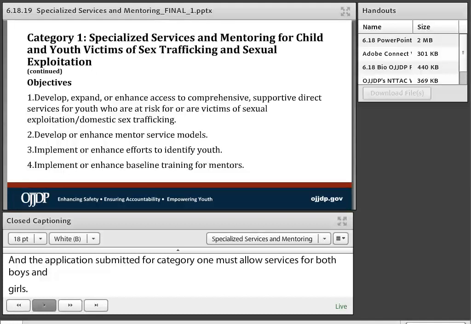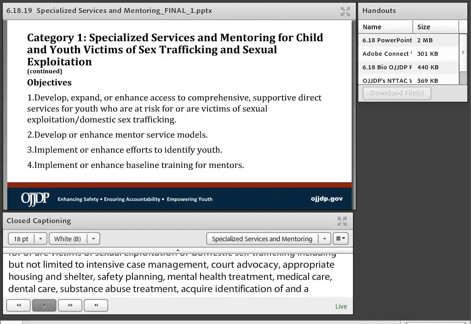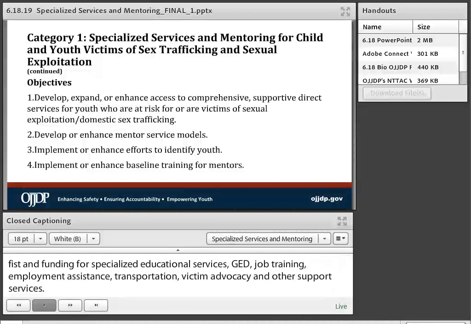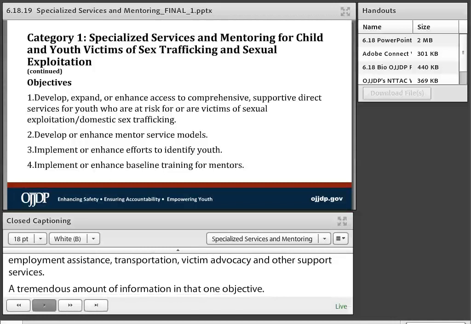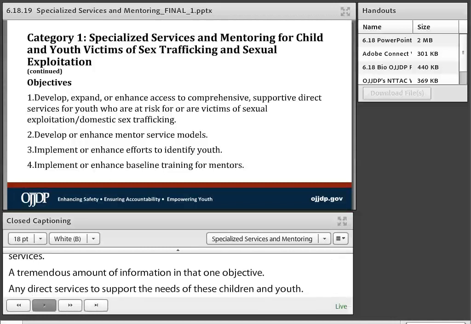Can also apply funding for specialized educational services, GED, job training, employment assistance, transportation, victim advocacy, and other support services. So that's a tremendous amount of information just in that one objective, but really any direct services to support the needs of these children and youth. Even to include accompanying the victim during his or her participation in a criminal prosecution against the offender when appropriate.